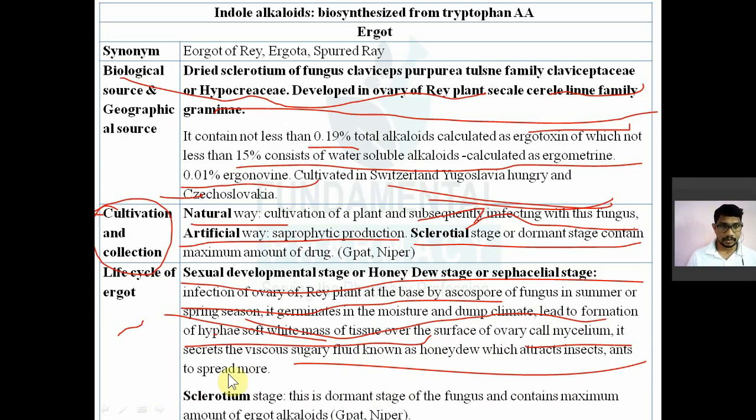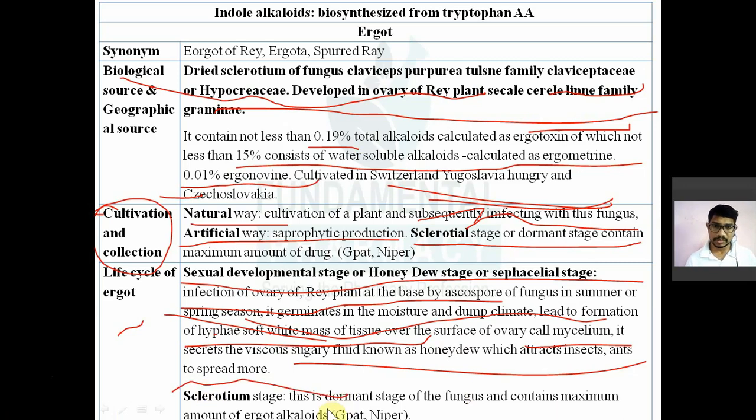And that honeydew attracts more insects and ants. जो भी चीटियाँ है, insects है, वो attract होंगे क्योंकि वो sugary fluid है. So the flies, and after that the honey bees, will be attracted to that sugary fluid, and because of the attraction there will be more spread of this infection to other plants. एक प्लांट को डेवलप हो गया तो दूसरे प्लांट के ऊपर भी जाएगा, क्योंकि मक्खियाँ यहाँ पे बैठती है, वहाँ पे बैठती है. So this will be helpful for the spreading of more infection. Second stage is known as the sclerotial stage.